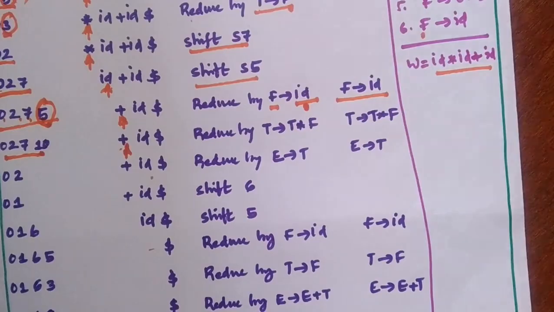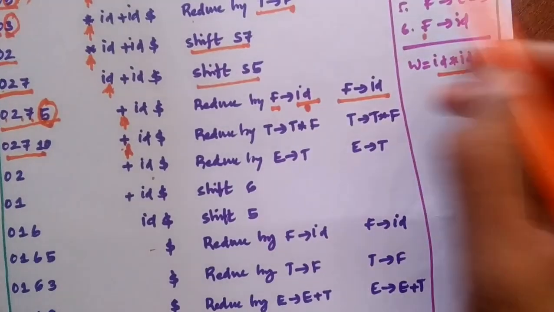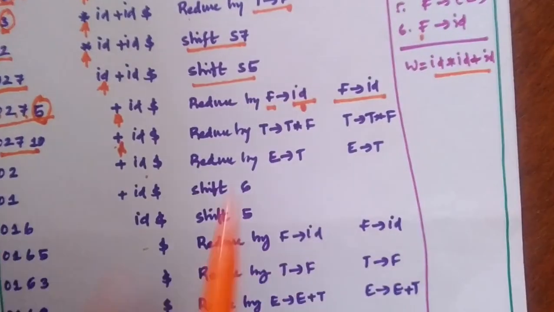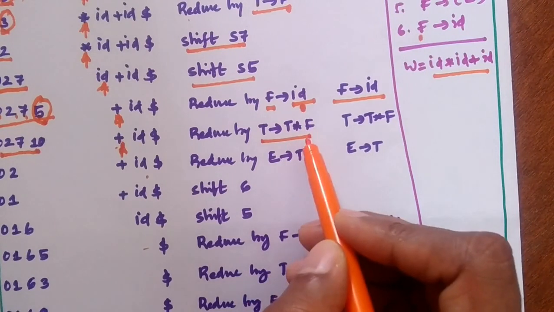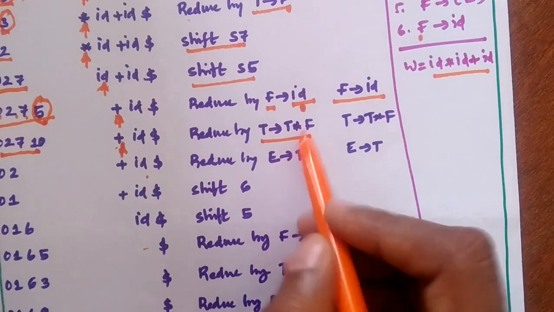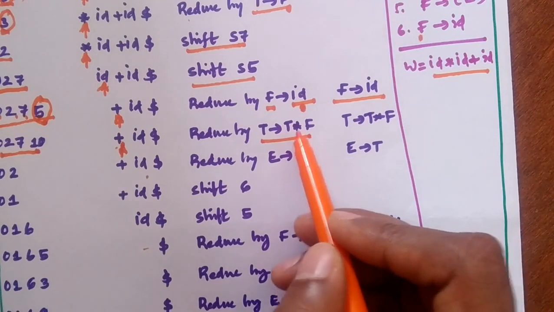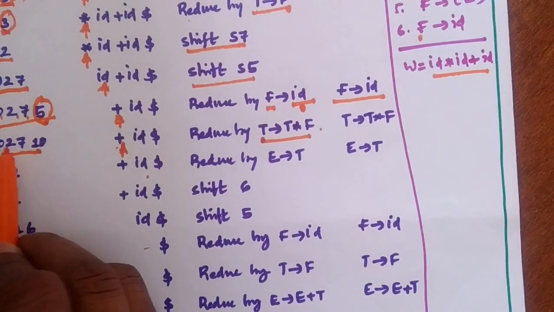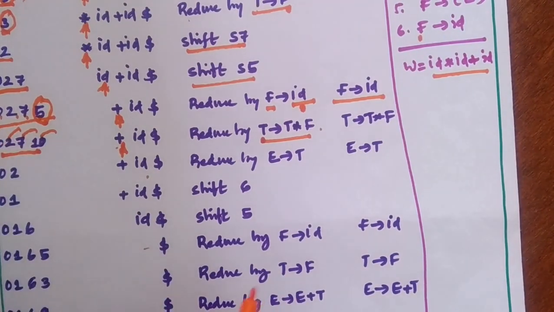So 10 and plus. 10 plus is R3. R3 is T gives T star F. So it's a reduce operation. T gives T star F, because the right side is T star F, that is the handle. So the parser identified T star F on the top of the stack. That is why it is using the production T gives T star F, and it replaces T star F by T. The right side has 3 symbols, so it pops off 3 symbols from the top of the stack. So it will pop off 10, 7 and 2.